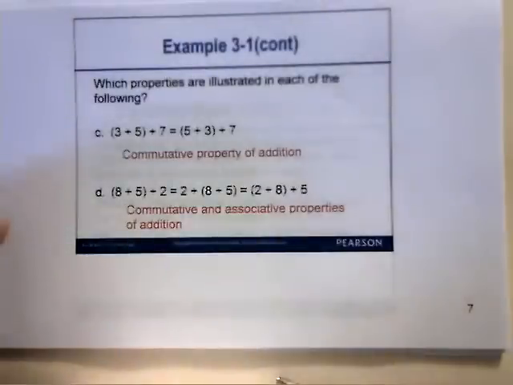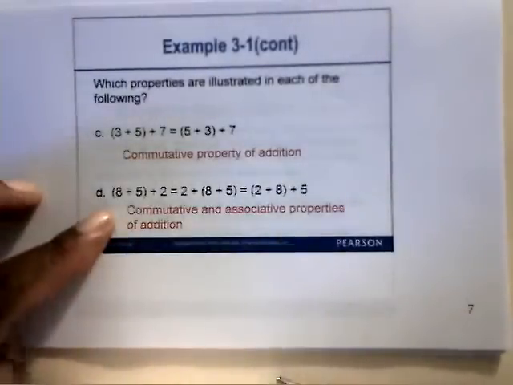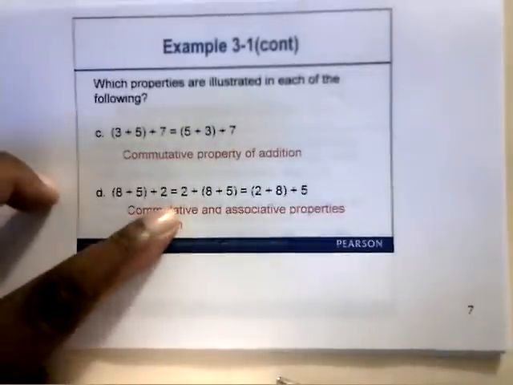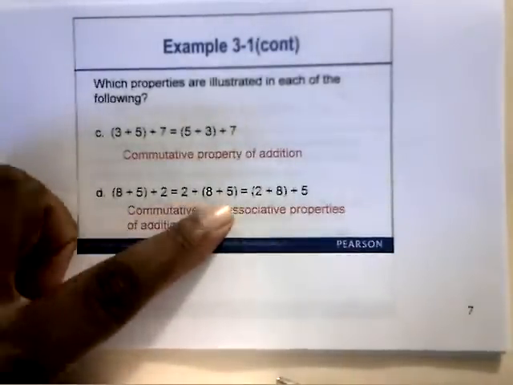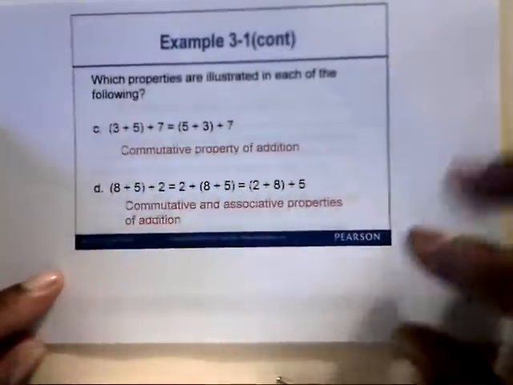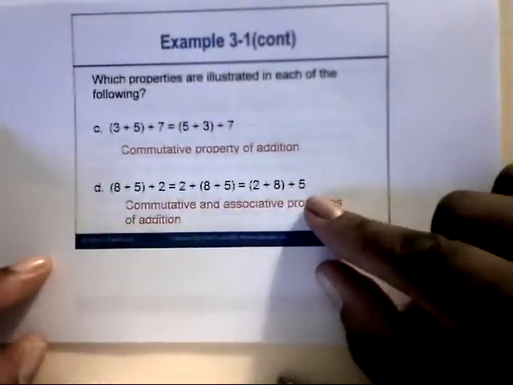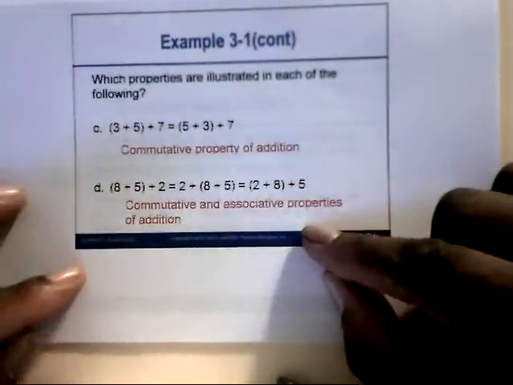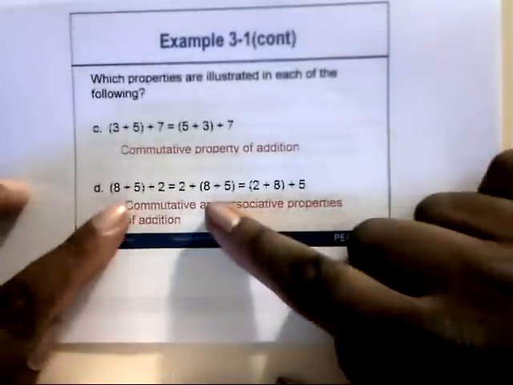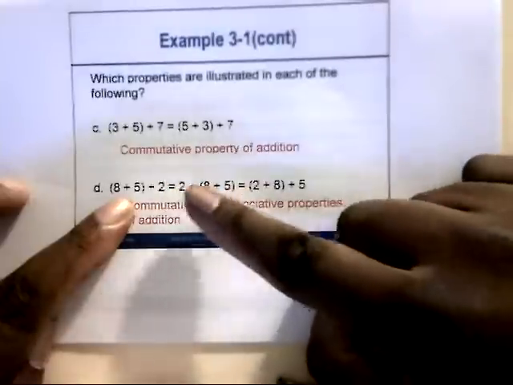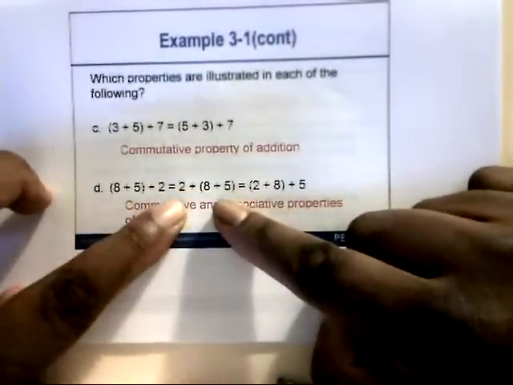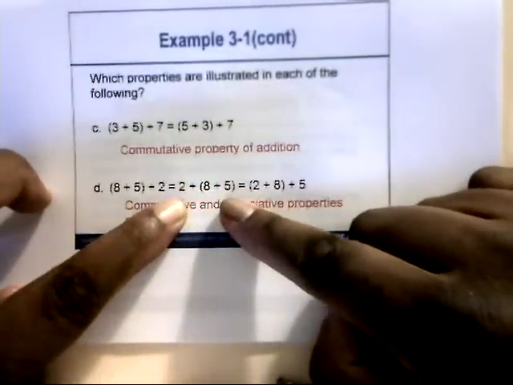And part D, in parentheses 8 plus 5 and then plus 2 is equal to 2 plus, in parentheses 8 plus 5, that's also equal to 2 plus 8 in parentheses plus 5. There are two properties that are used. First, you see the commutative property. 8 plus 5 and the plus 2 are switched to 2 plus in parentheses 8 plus 5.